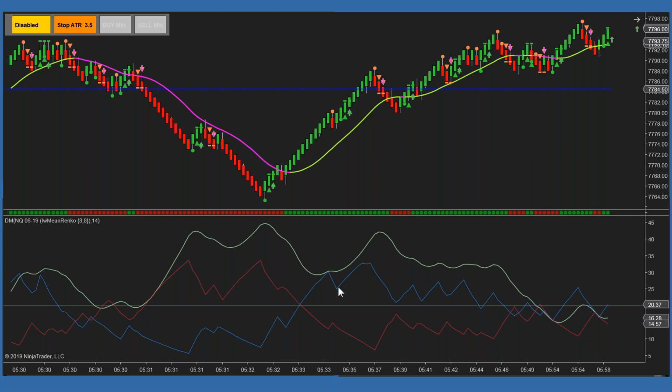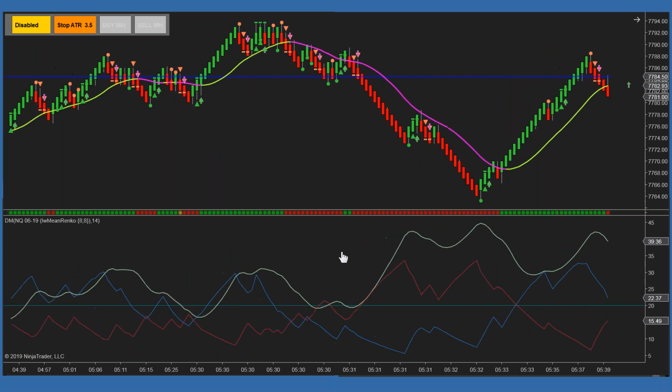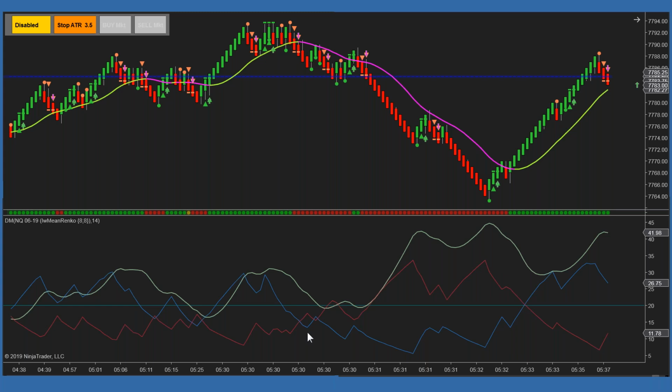I touched on last week one of the great little strategies to use with your DMI/ADX, well, we'll just call it DMI, is when your lines cross, as they do right here, and then you get the pullback. You're very likely going to see a comparable pullback in your chart. That cross and pullback usually offers a very good trading opportunity.